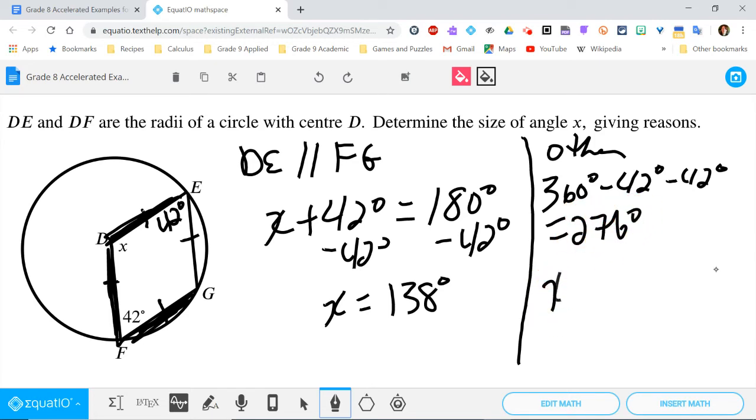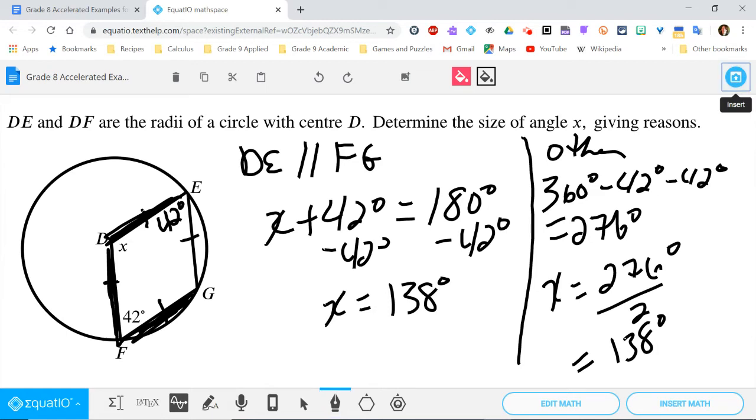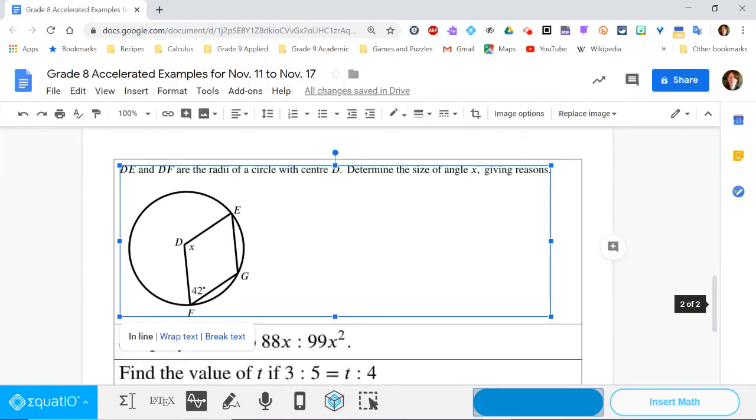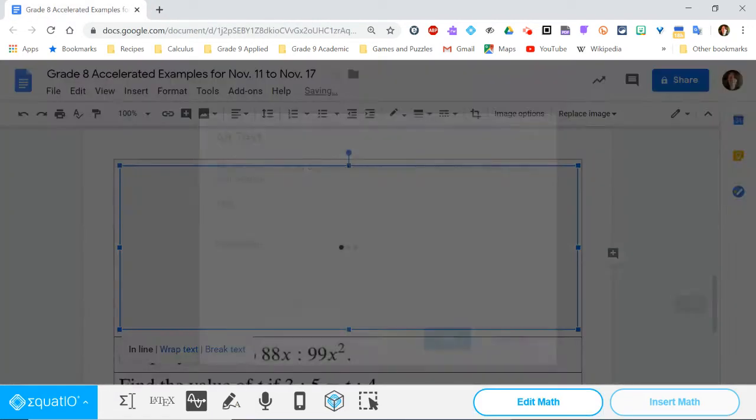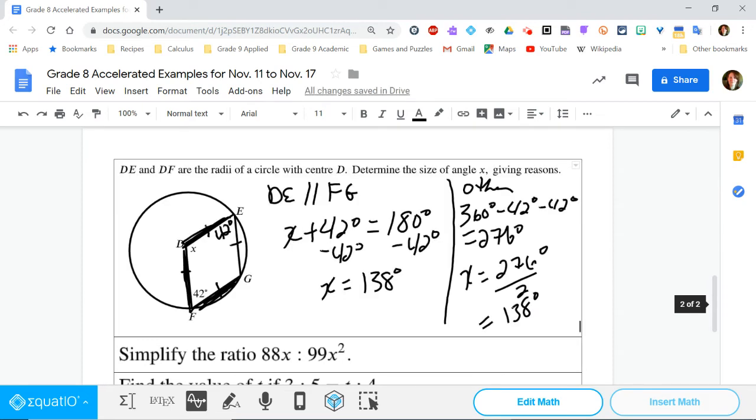So then I know that x has to be half of that. So divide that by 2, and we get 138, which is the same answer I got the other way. So then I'm going to hit insert. I showed my work. The important thing with that question is recognizing whenever you know that something's a radii, they're always equal.